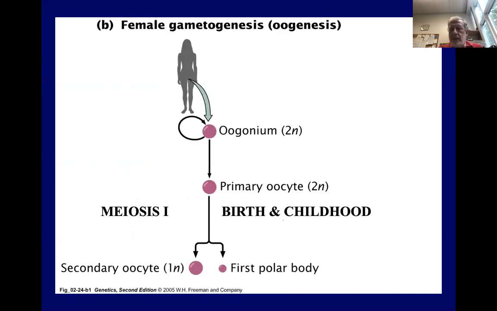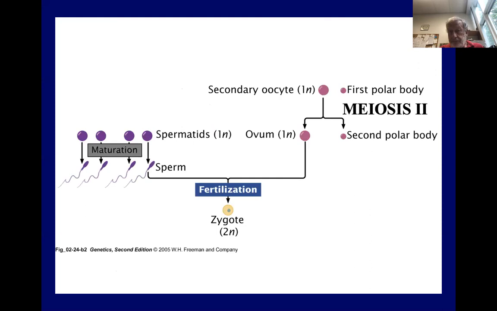In women, primary oocytes enter into meiosis 1 prior to birth, and then meiosis 1 is delayed or stopped during birth and childhood. And then when you start ovulating, these secondary oocytes are what is ovulated, and the polar bodies are destroyed by the cell. And then should that secondary oocyte become fertilized, it completes meiosis 2.